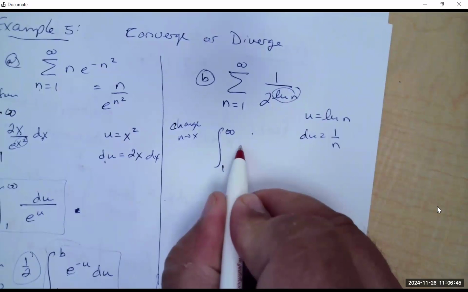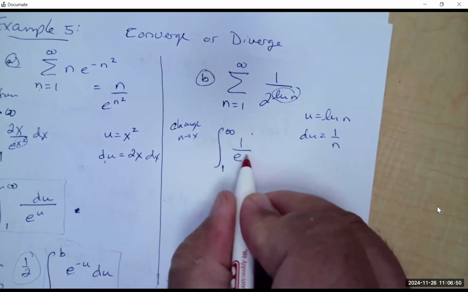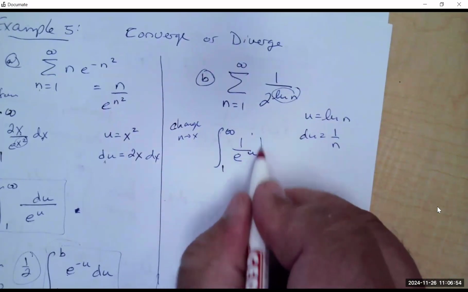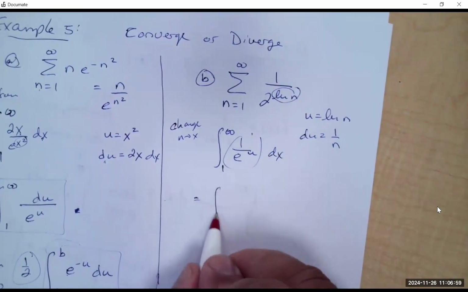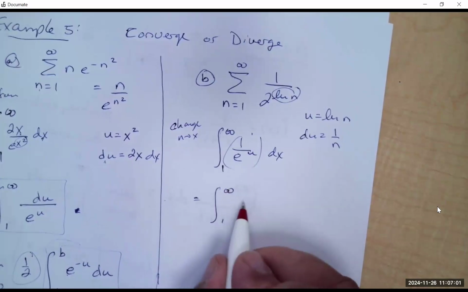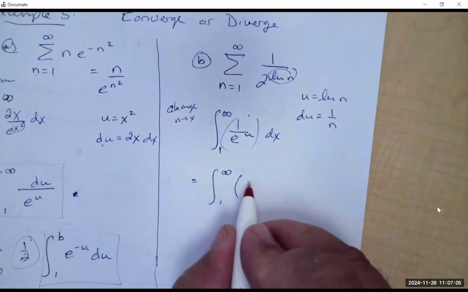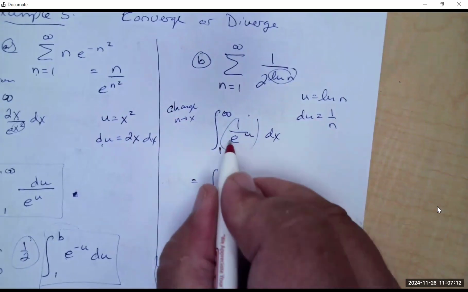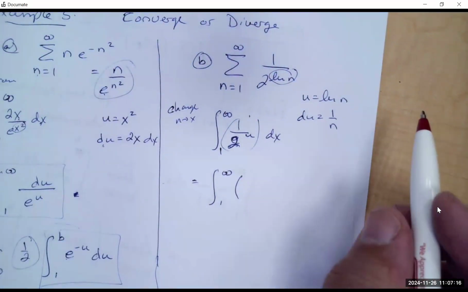So that becomes 1 over 2 to the u dx. I was looking at this one for a second.